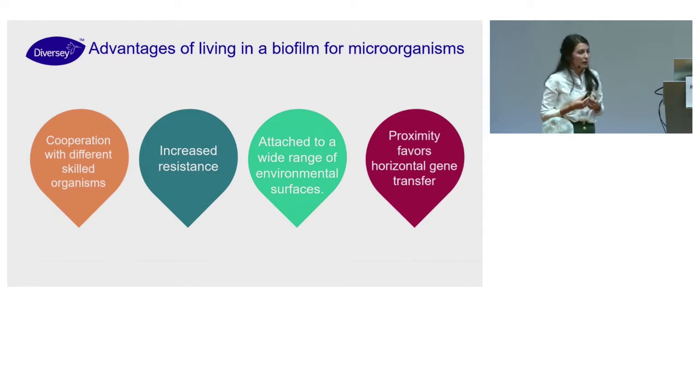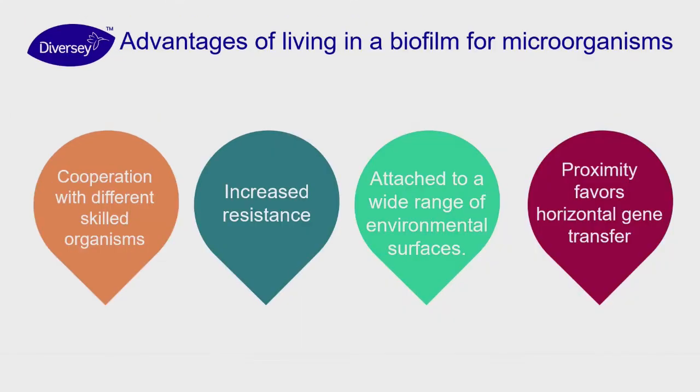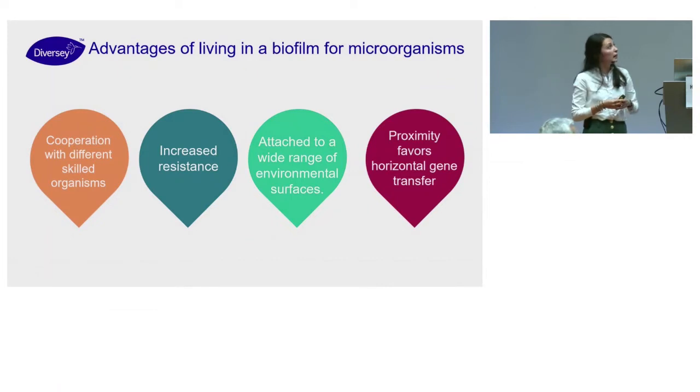And why is that? It has several advantages for the bacteria. Of course, it's the cooperation with different skin organisms. They are able to exchange genetic materials, and therefore acquire different phenotypic characteristics. So they can become stronger, more resistant, more tolerant to antibiotics and to disinfectants. We talked about increased resistance because of this EPS layer that acts as a barrier. And we can also talk about tolerance. It's this glue that is protecting the bacteria from the harsh environment, from drying out, from desiccation, from antibodies, from disinfectants.